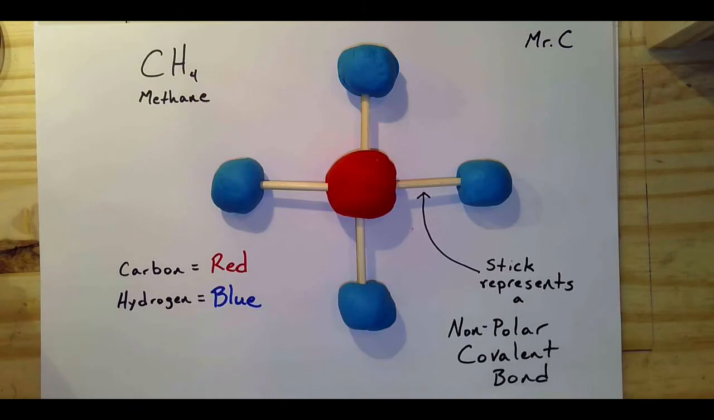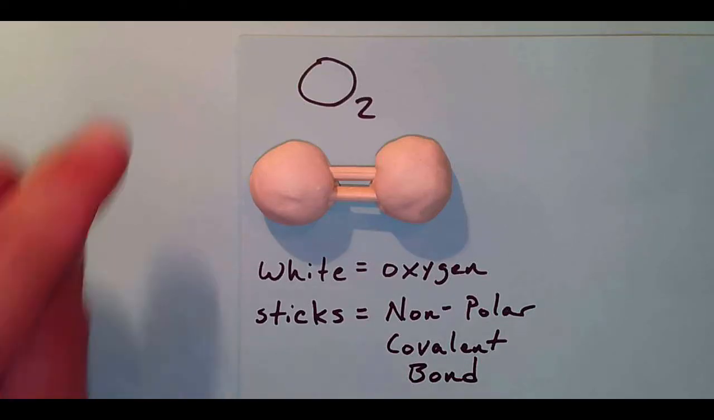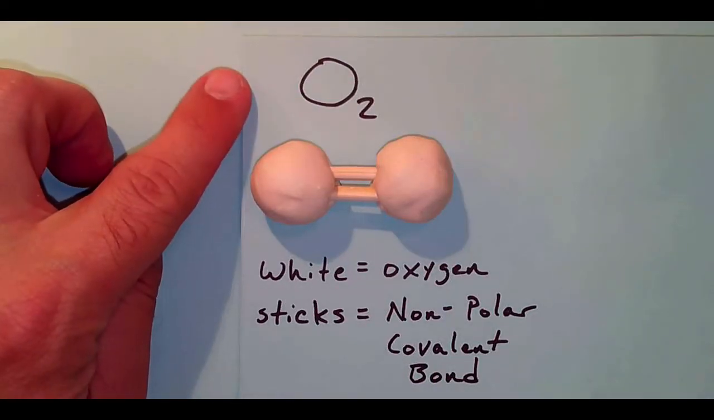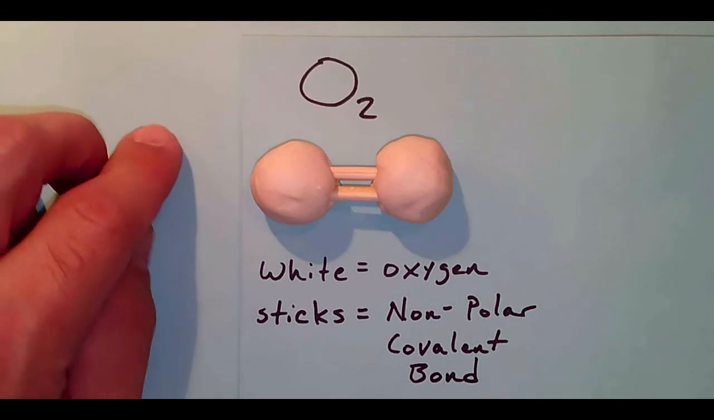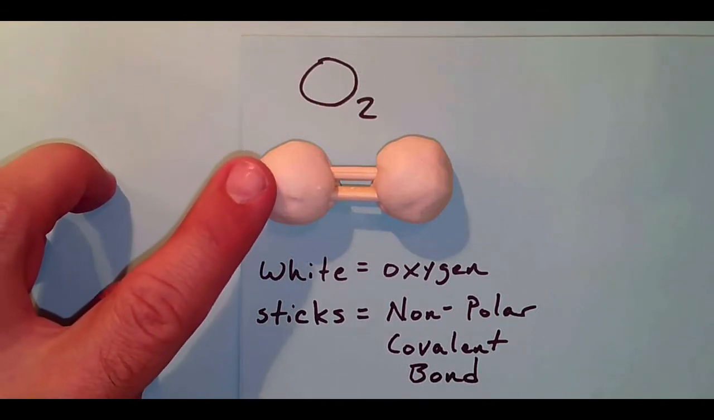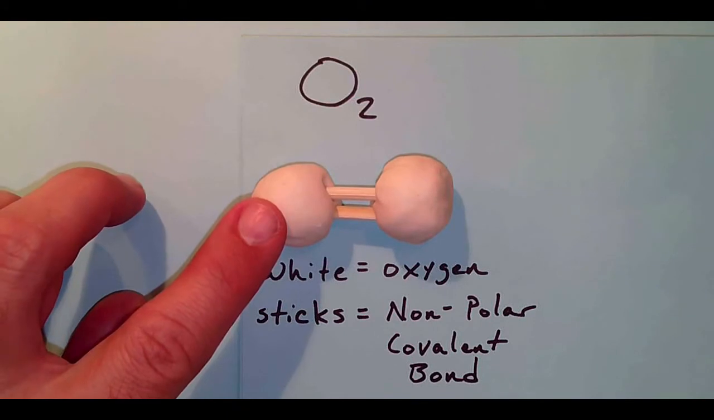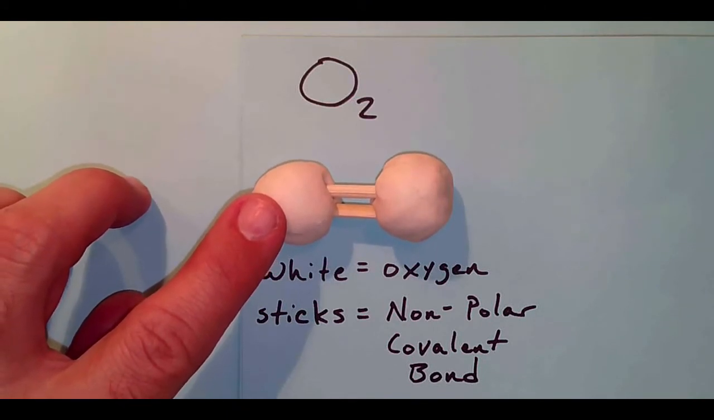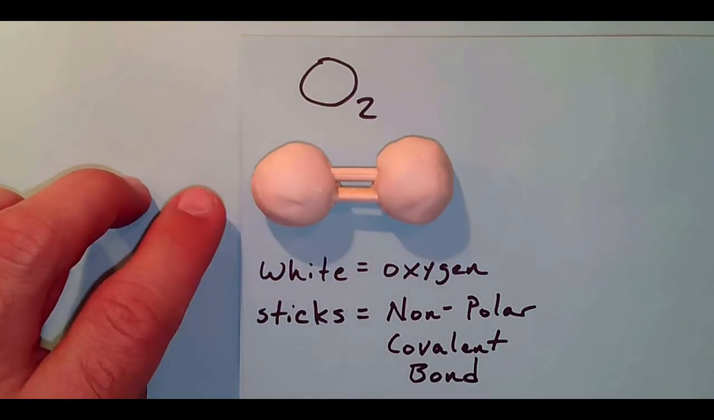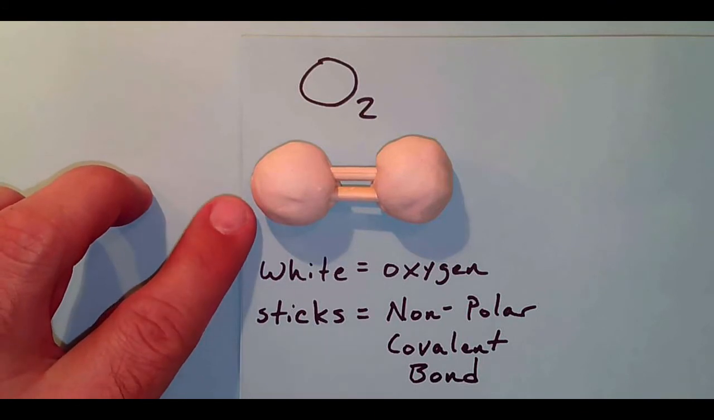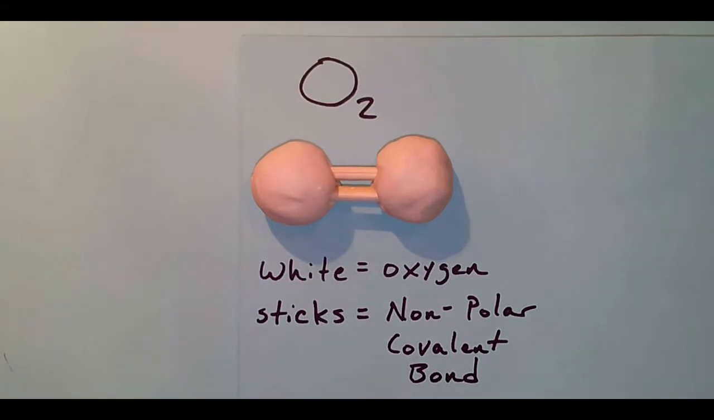non-polar covalent bonds there. Moving on to our next example, we have an example of oxygen gas, and this is composed of 2 oxygen molecules and a double bond between the two, meaning that they are sharing 2 pairs of electrons, and how they are sharing those electrons is equally. So we would call this a non-polar covalent bond.